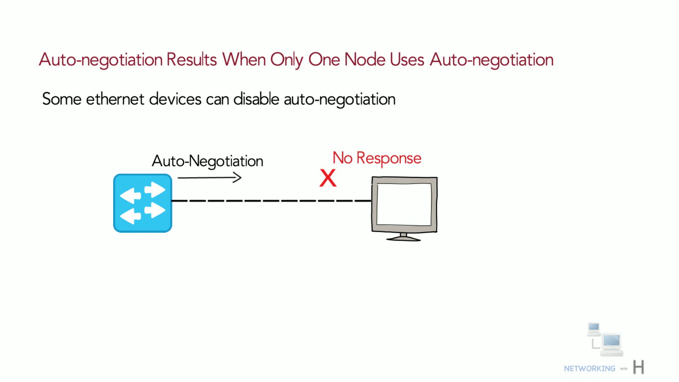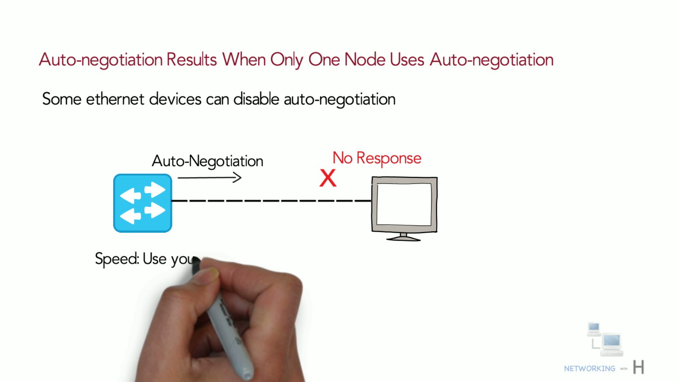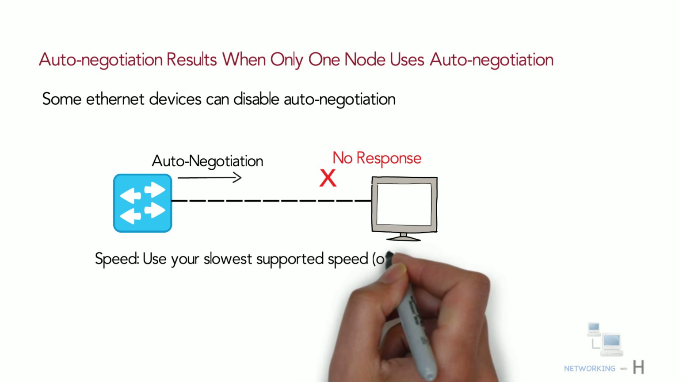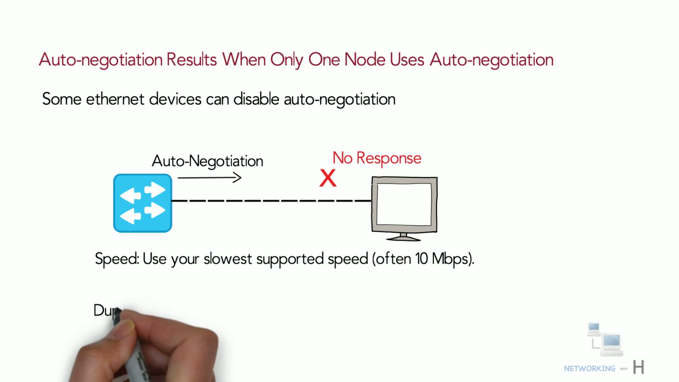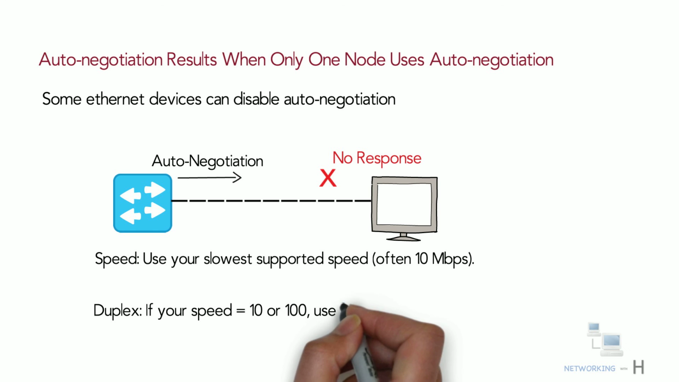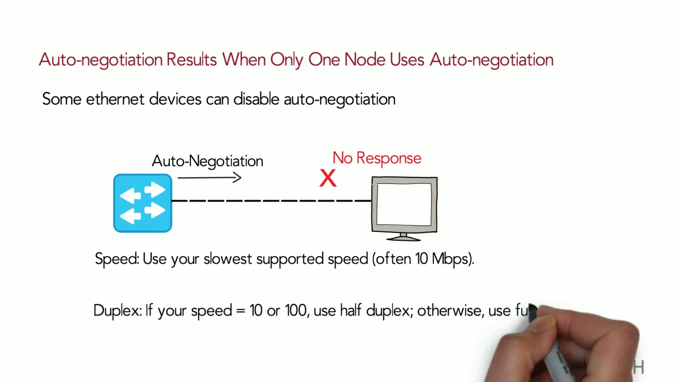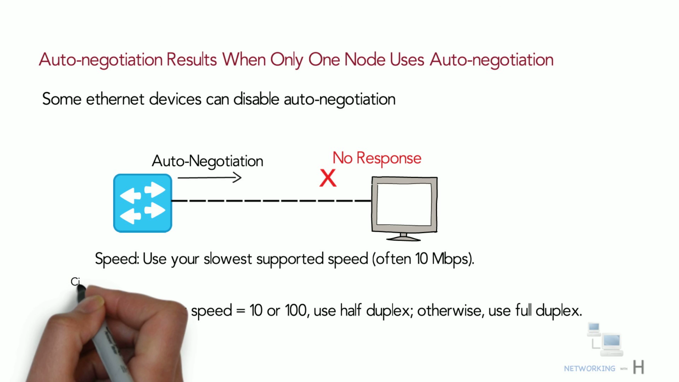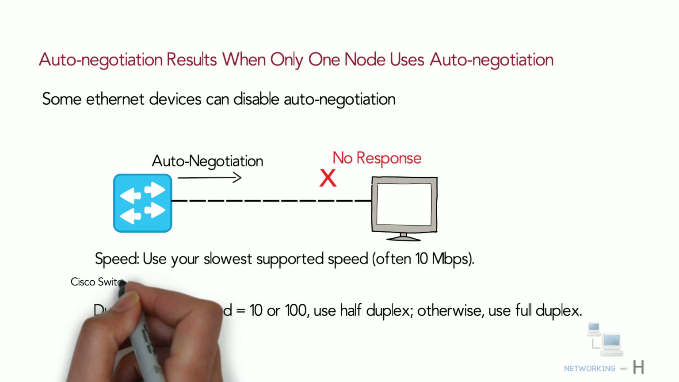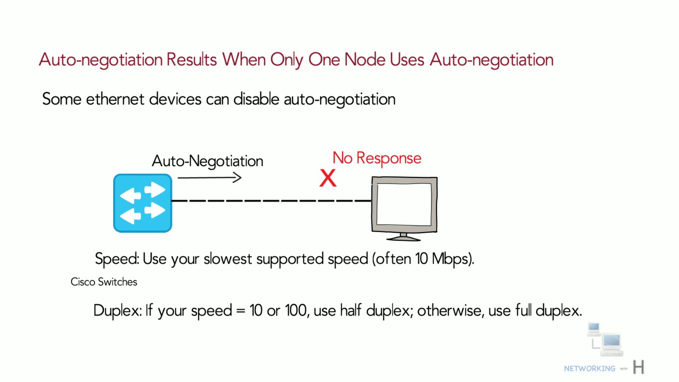The rules are as follows. Speed: use your slowest supported speed of 10 Mbps. Duplex: if your speed is 10 or 100, use half duplex. Otherwise, use full duplex. Cisco switches can make a better choice than that base IEEE speed default because Cisco switches can actually sense the speed used by other nodes, even without IEEE auto negotiation.